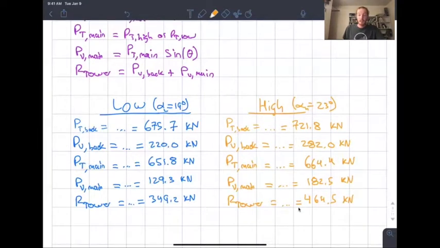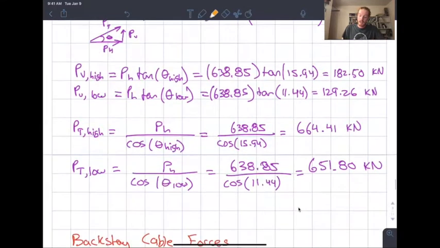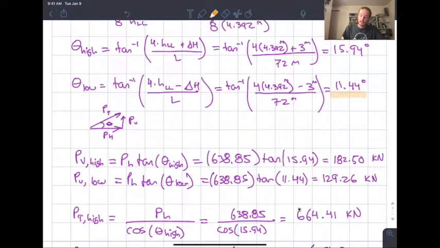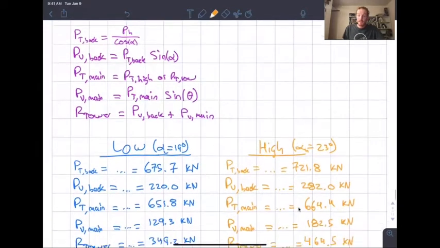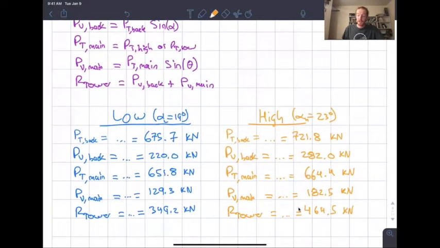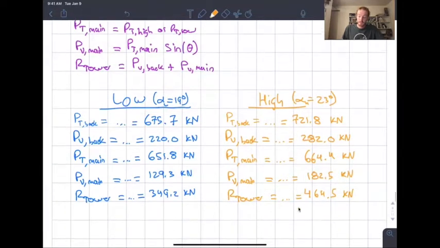I'll leave it to you to check that on the high side, but you see that we have an even steeper angle now. We went from a theta high of 15.94 all the way up to 23. So much larger increase than on the low side, and you should see the magnitude of change increase there as well.